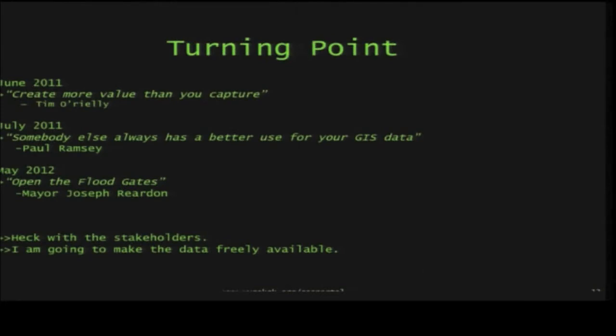The things started to turn for me. Looking at the statistics, also got a chance to meet Tim O'Reilly at the Maker Faire a few years ago. Create more value than you capture. That just rung in my head. July of 2011, I was at the ESRI user conference, which is the big GIS geek conference in San Diego. Somebody else always has a better use for your GIS data. That's Paul Ramsey. He's a post-GIS developer. May 2012 at CityCamp, our own Mayor Joe Reardon said, open the gates.